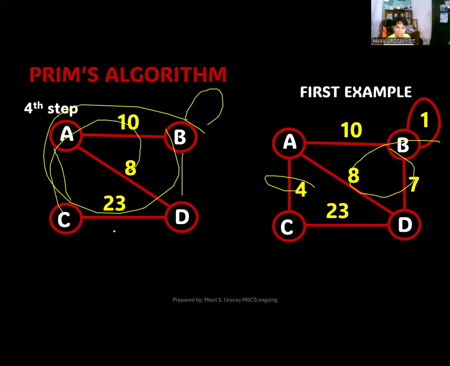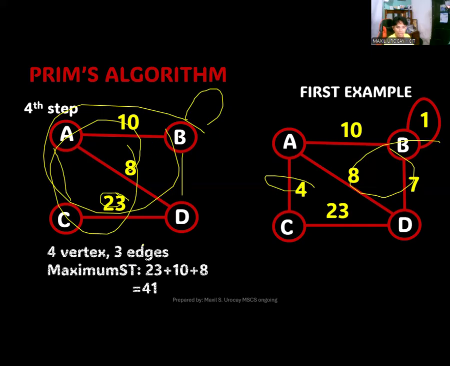So this is Prim's algorithm for the maximum spanning tree. You also have to total the maximum spanning tree for this graph: 23 plus 8 plus 10 becomes 41. You have 4 vertices and 3 edges. So that's how you will do that.